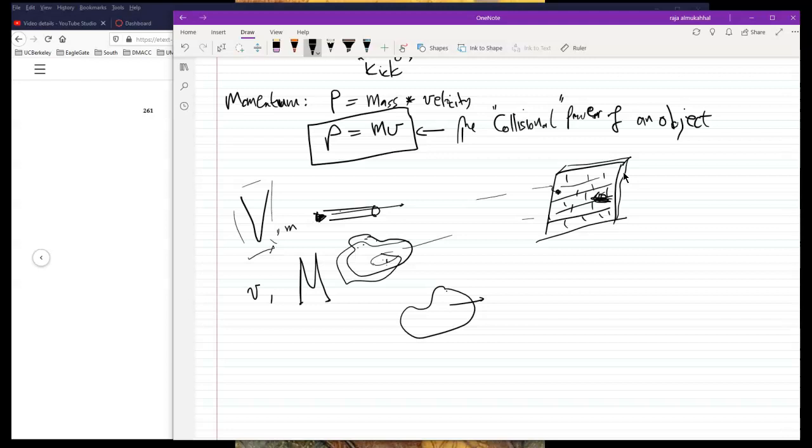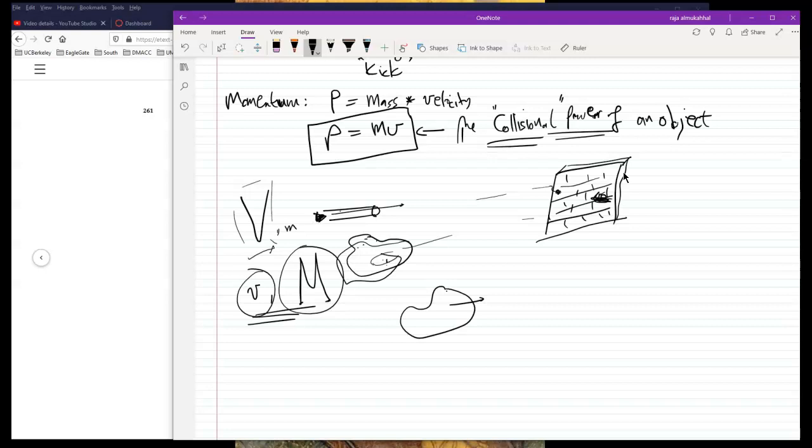You see what I'm saying? So here we have this fatal combination of velocity and mass. Those two together will give you that collisional power that I just referred to. You see what I'm saying?